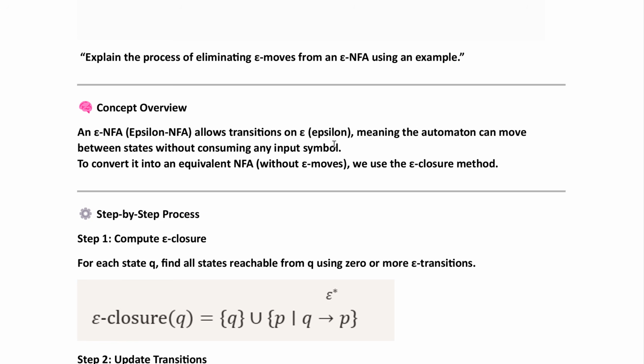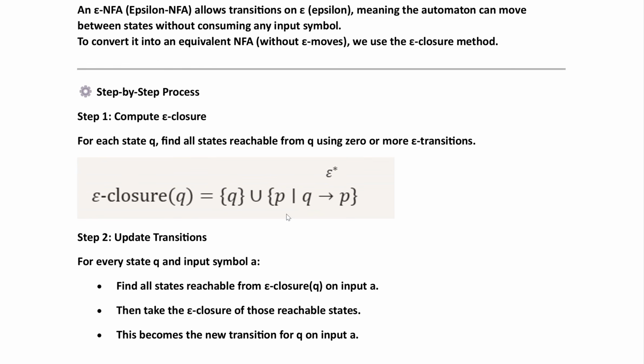So epsilon means there is no input. It is not equivalent to any input symbol. To convert it into an equivalent NFA without epsilon moves, that is, by removing the epsilon moves, we use the epsilon closure method. This epsilon closure method has been explained step by step for your convenience.